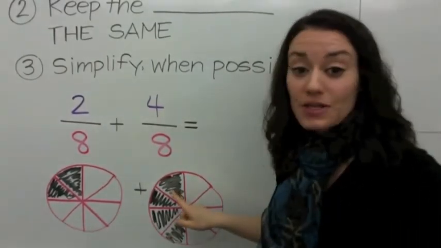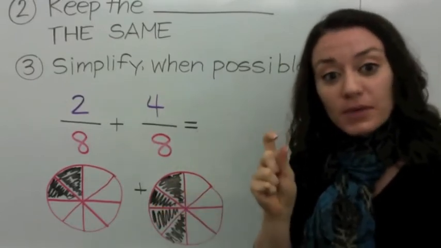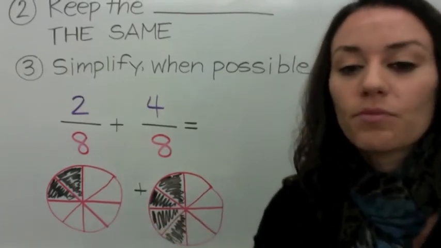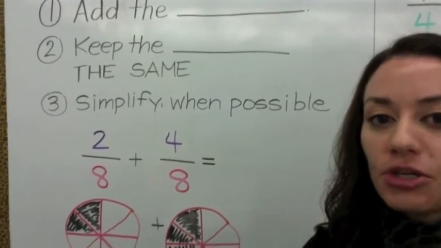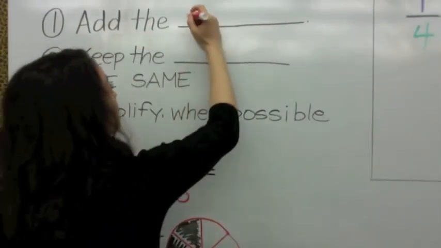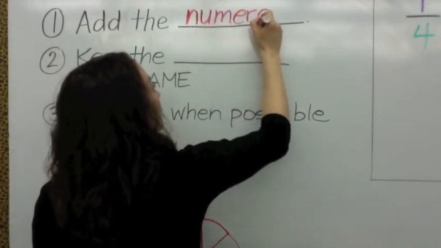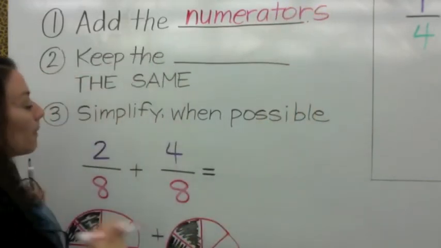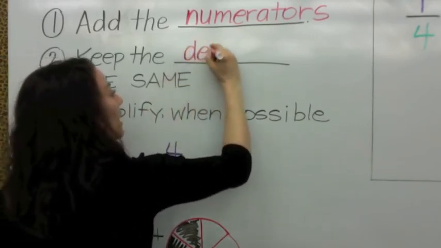to add fractions that are the same size. So they're both eighths, right? The slices of pizza are the same size. Would you say they're the same size? Okay. So in order to add fractions, the first thing you need to do is add the numerators, which is the numbers on top, but you're going to keep the denominators the same.